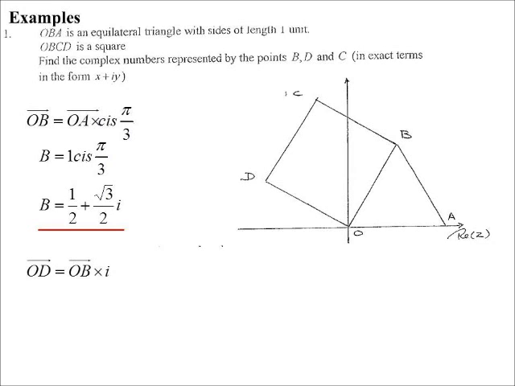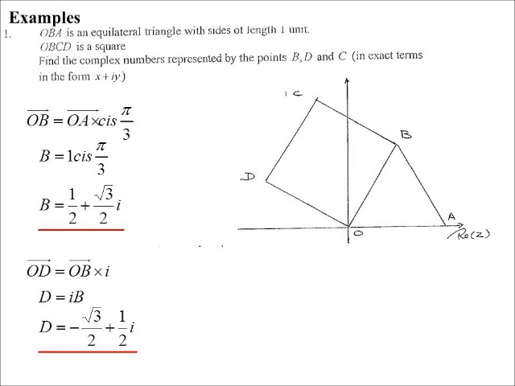Because now I could get B and rotate it 90 degrees, or I could go back to A and rotate it, what would it be, 150 degrees, wouldn't it? Either way. So what did I do? I got the point B, and I'm going to rotate it 90. So iB, just multiply that by i, so it becomes minus root 3 on 2 plus a half i.